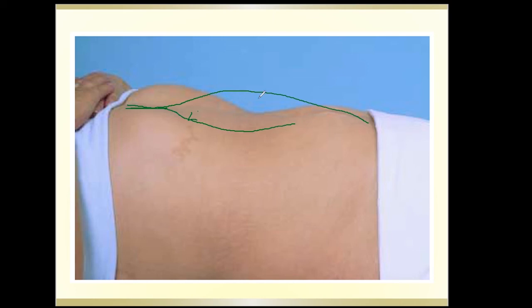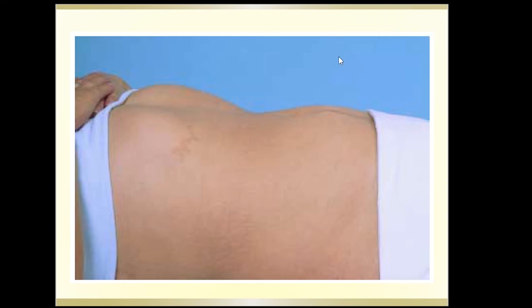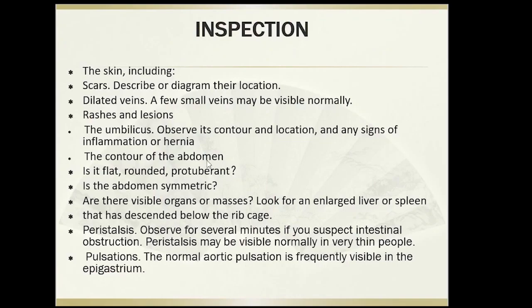And certainly some people have too much fat in there. So that's basically what we're looking at, the shape. The shape under the rib cage should be kind of descending.